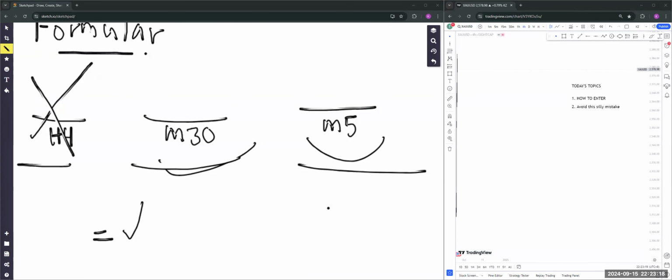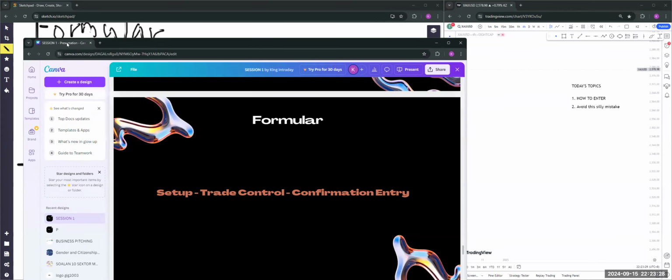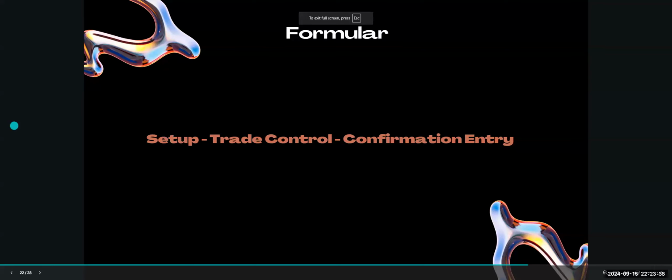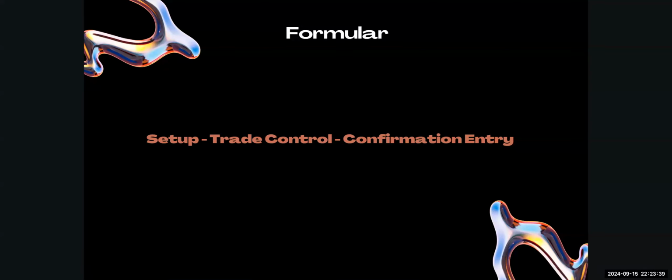So I'm going to show you one topic. I'm just going to explain it in a picture. It's easy like this. So this is the formula that I've been talking about. As I said just now, setup is 4 hour, trade control is 30 minutes, and confirmation entry is going to be on 5 minutes.